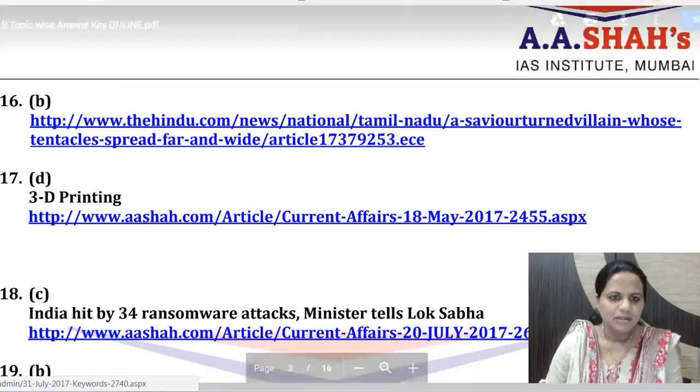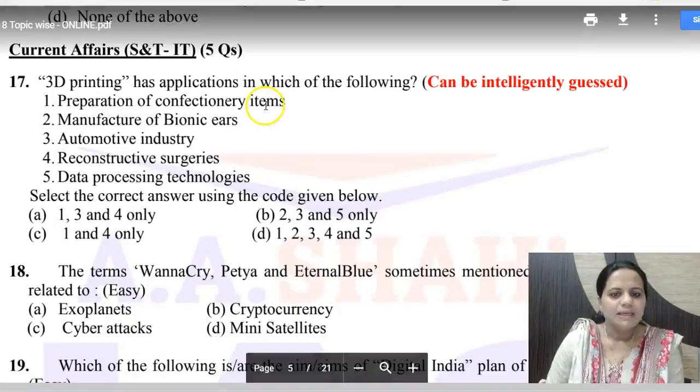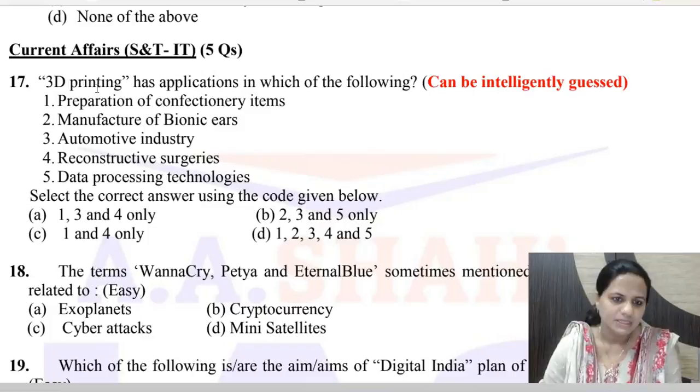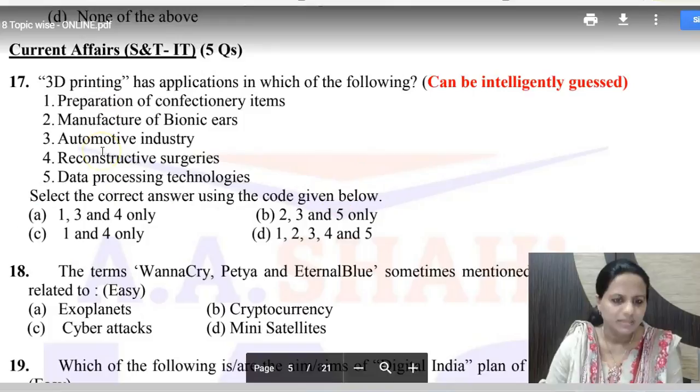Then next is, 3D printing has applications in which of the following? Here five options are given. 3D printing has quite often been in the news and has been asked often even in mains by UPSC. So it's an old topic as such now too. The first option given is preparation of confectionery items, which can be done. Manufacture of bionic ears, of course. The automotive industry can use 3D printing. Reconstructive surgeries are possible, yes. And even data processing technologies is the last option given. Even if you feel 1, 2, 3, 4 are the correct options, 5 is included in all. So the correct answer here is D.